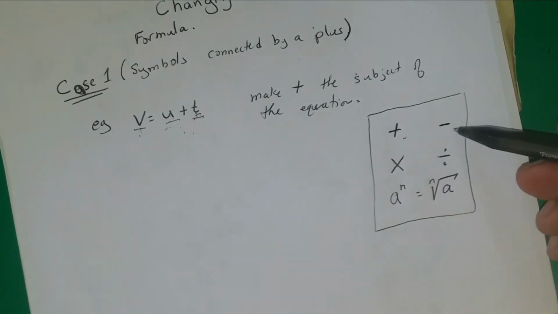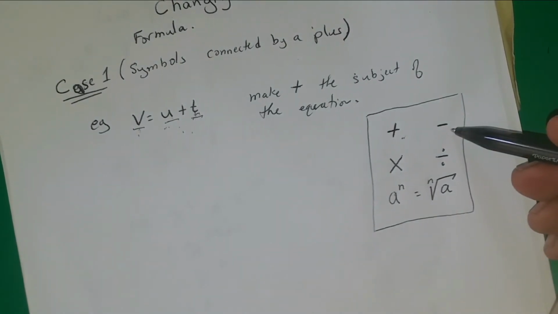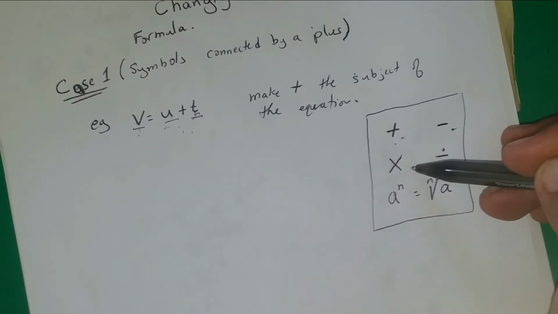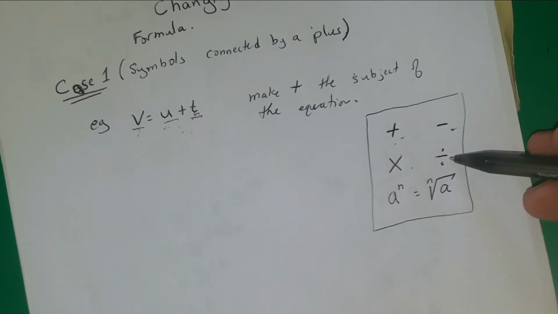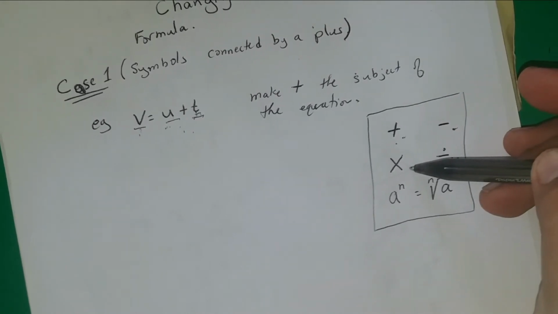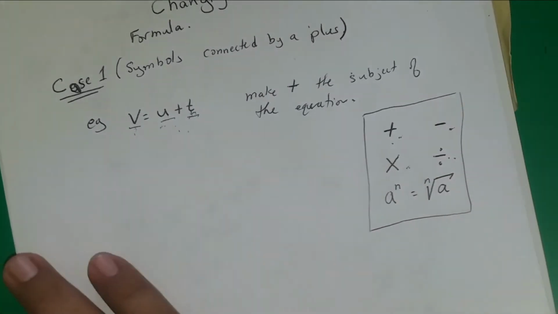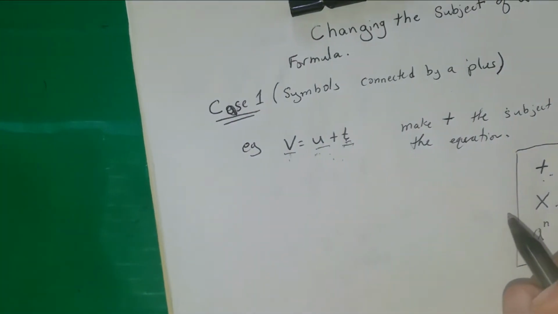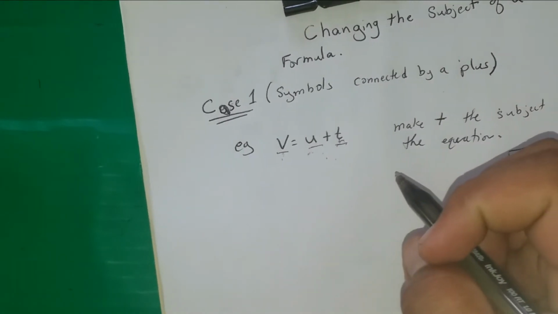Whenever you have a plus, then the way to get rid of it, or the way you want to remove what you don't want from this side, is by subtracting, right? And whenever you have a subtraction, then of course it's going to be addition. If you have multiplication, then how do you get rid of it? It's division. And when you have division, to get rid of it, you do multiplication, right? So let's go back to the problem. So we have v equals to u plus t.